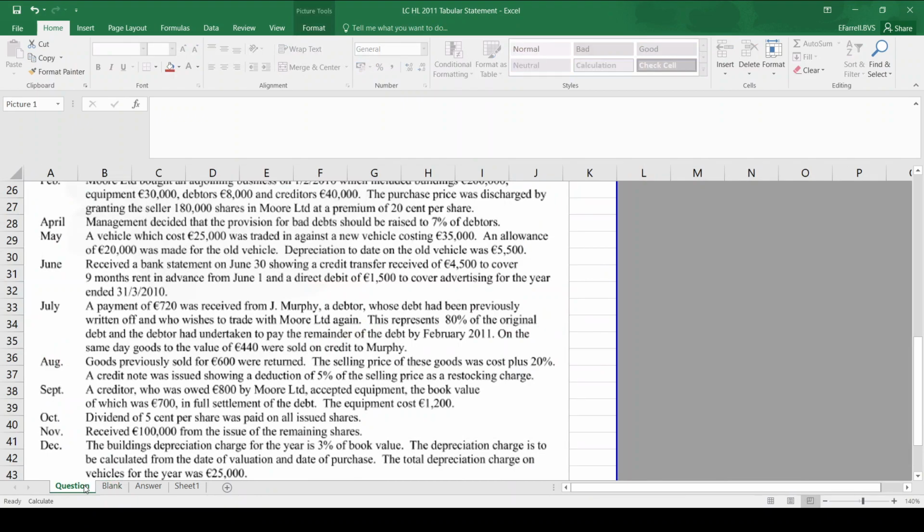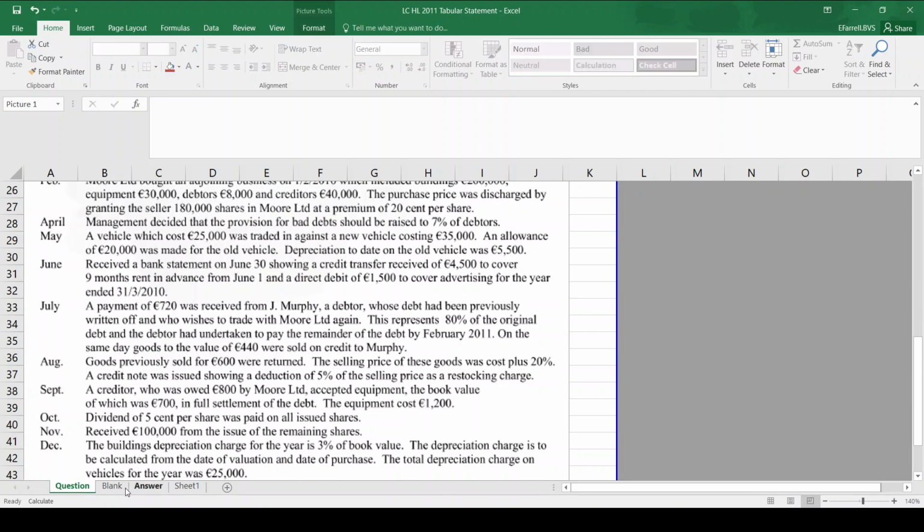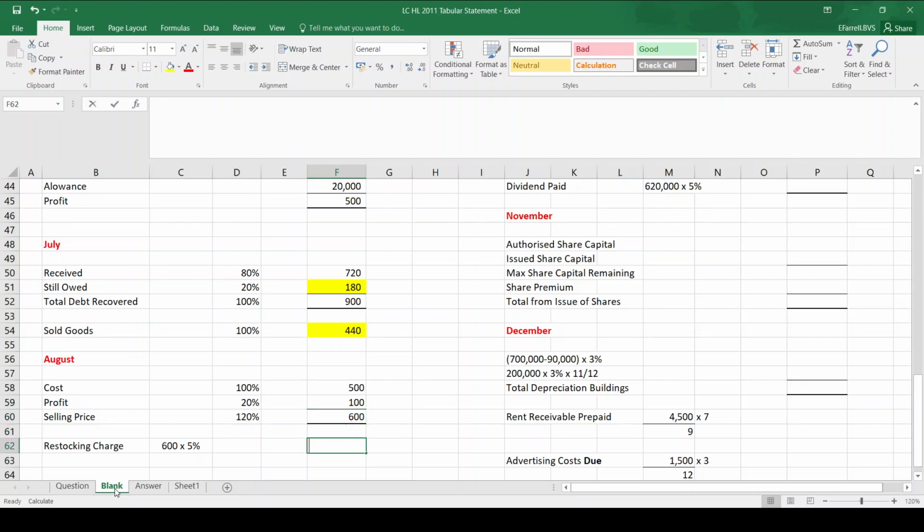So again, the goods, 600, were returned, and so these are sales returns, and the selling price was cost plus 20%. So that 600 is the 120%, the cost plus 20%. So to get the cost of the goods, I get 600, divide by 120, multiply by 100. The cost of the goods is 500, and the profit then would have been 100. And if we go back to the question, the restocking charge is 5% of the selling price. So that is 600 by 5%. So the restocking charge is 30.